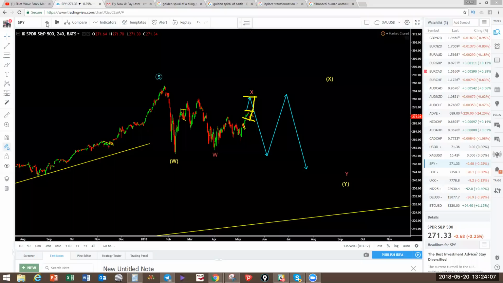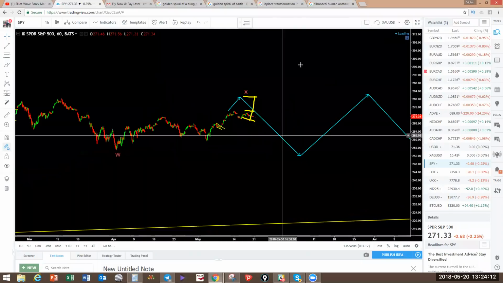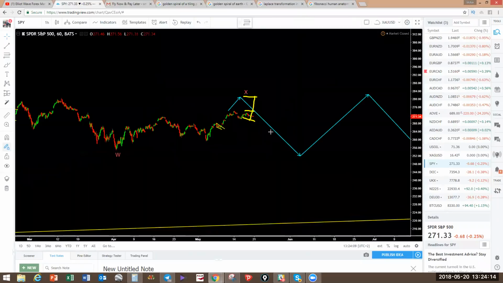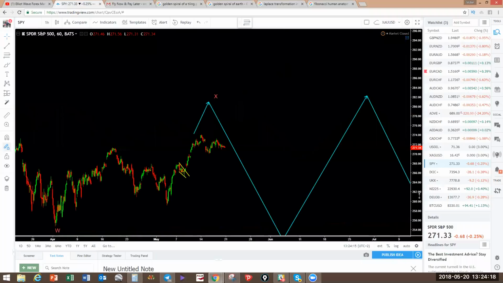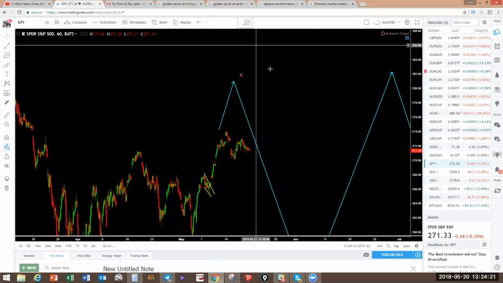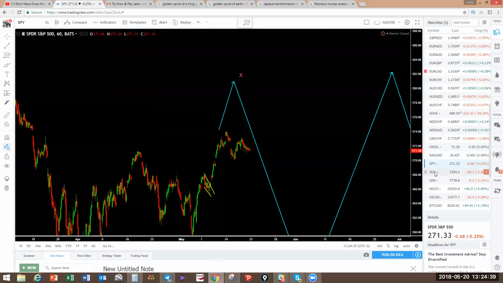Let's go 1 hour and see if there's anything clearer. Still correcting in the 1 hour as well. So you see, as it goes to the lower time frame, it becomes even more complex. It can even do that, giving you this correction for this one to come and test that top. So we're still sideways here, but sideways for upside. And that's what it looks like for the rest of the indices.